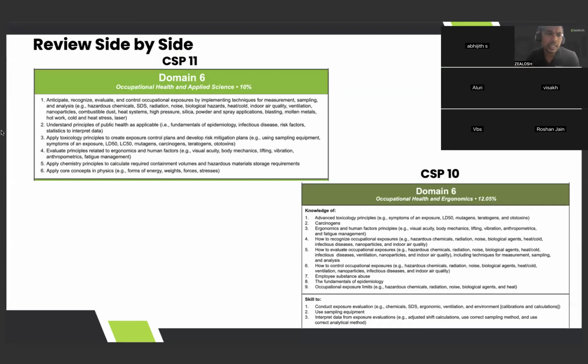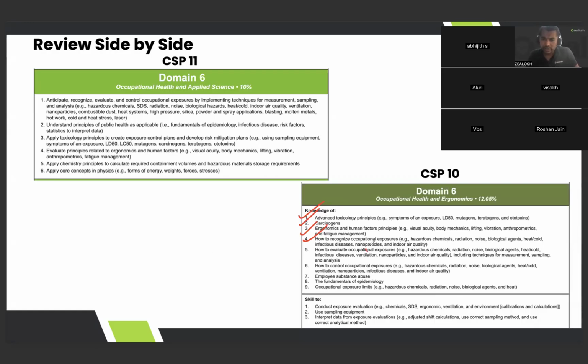What was domain number 6? Industrial hygiene related unit, right? So previously, if you see advanced toxicology principles, right? Nephrotoxin, neurotoxin, hepatotoxin, autotoxin. So what is that? And what is mutagen? What is LD50, LC50, teratogen? So those types of questions. Carcinogens and classification of carcinogens as per IARC. Ergonomics related questions were lifting, vibration, anthropometry. Then occupational exposures of hazardous chemicals, radiation, noise, biological agent, heat and cold related questions, infectious diseases, nanoparticles, indoor air quality, and monitoring of indoor air quality, personal air sampling monitoring related questions.